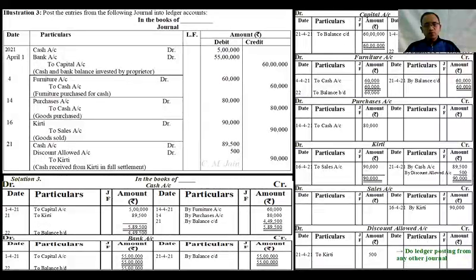Now you will do ledger posting from any other journal that you have made to further clarify this concept in homework. That's all for today.